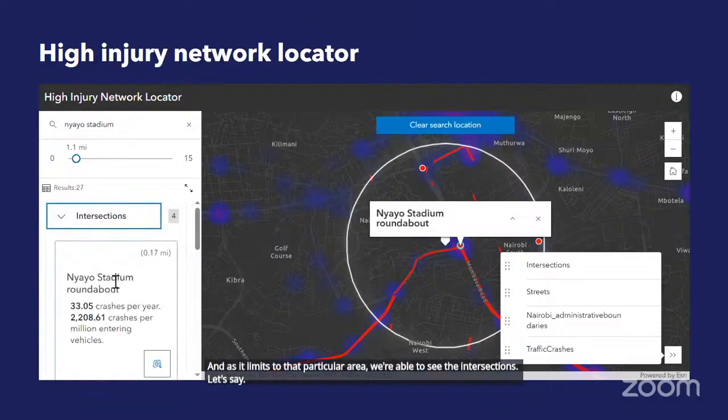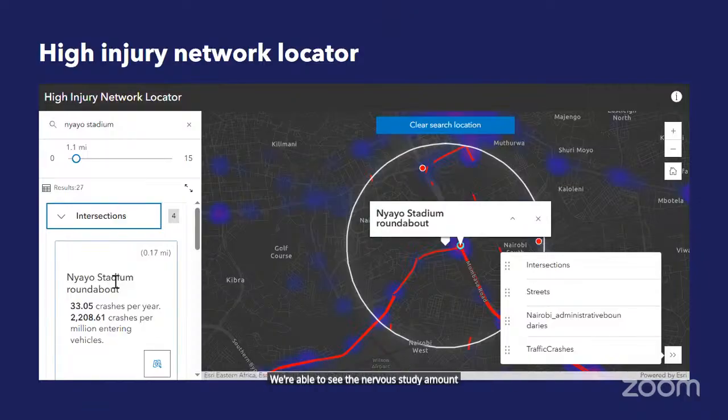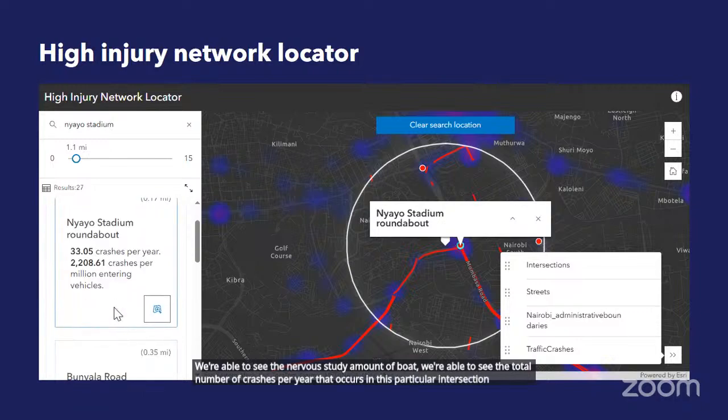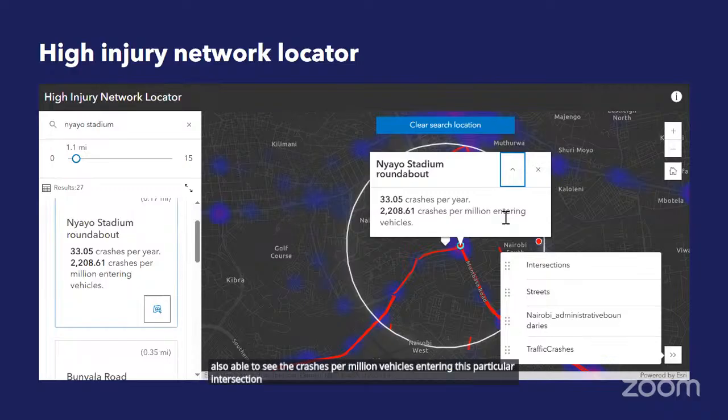Let's say we're able to see the Nyayo Stadium roundabout. We're able to see the total number of crashes per year that occur in this particular intersection. We're also able to see the crashes per million vehicles entering this particular intersection. And it is very interactive. You can even see it as it displays on the map.